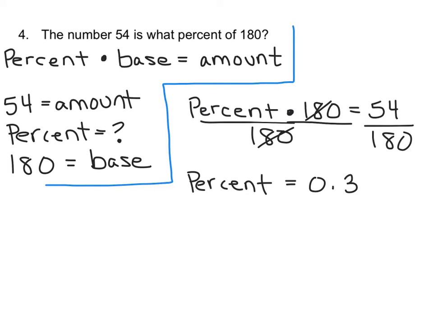Now I want a percent, and right now I have a decimal. So in order to convert the decimal to a percent, I just multiply this by 100, or I can move the decimal point 2 places to the right. When I do that, I get a percent of 30%. So my answer is 30%.